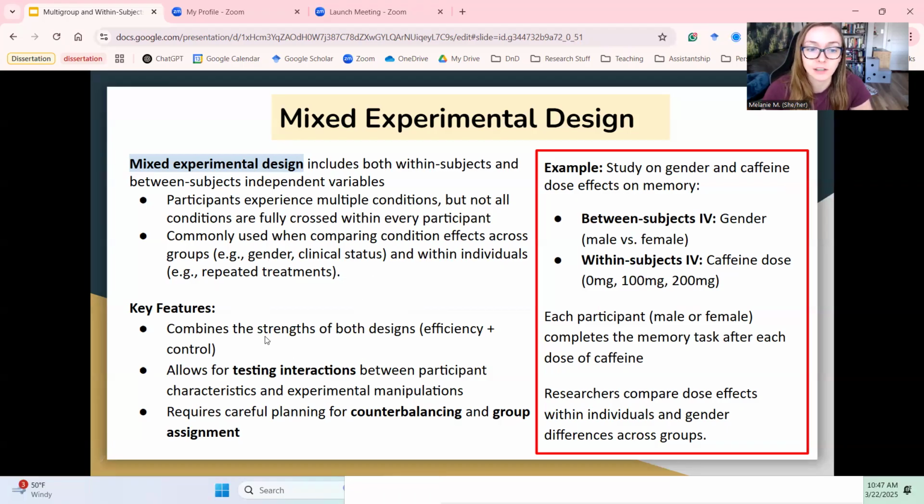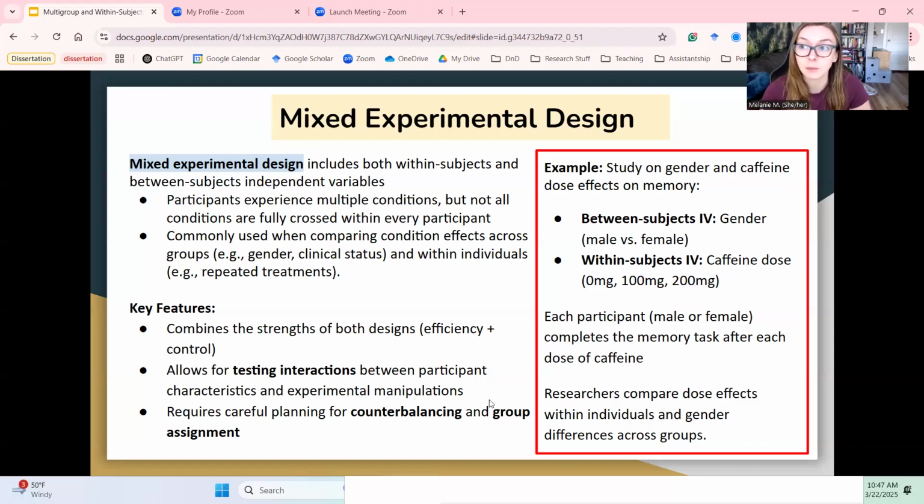The key feature is that you get the strengths of both types. So you get efficiency and you get a higher level of control. And it allows for testing interactions between participant characteristics and experimental manipulations that you just don't get from either purely between or purely within. When you combine them, you get both of the strengths, but you also get both of the weaknesses of those designs. So, like everything, pros and cons.